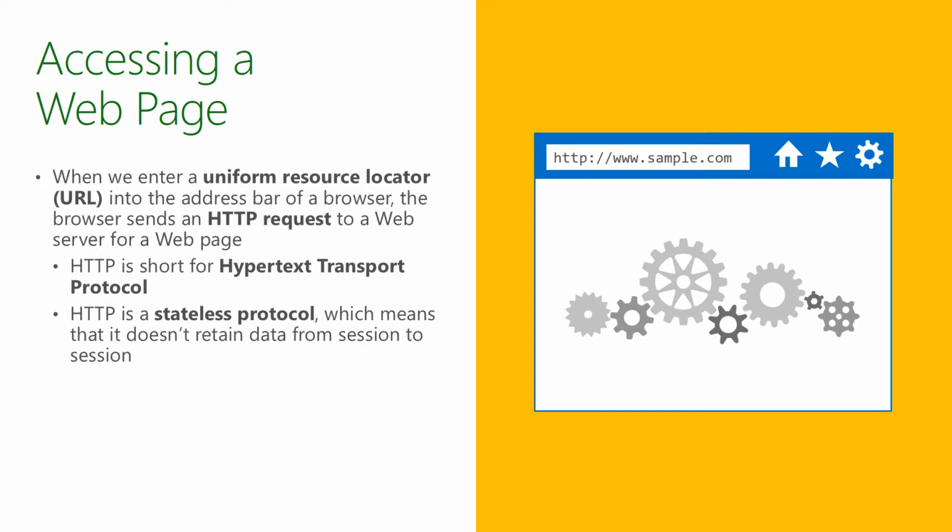HTTP is a stateless protocol, which means that it doesn't retain data from session to session. Any data relating to earlier requests is unavailable and not stored. The opposite of a stateless protocol would be a stateful protocol. A stateful protocol would access data from earlier requests also, which have been stored.